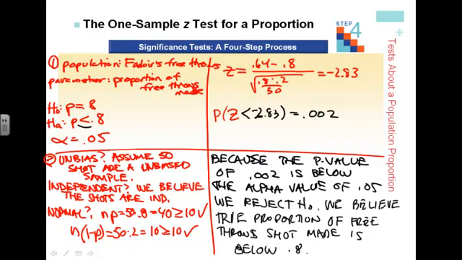He doesn't want to prove that I'm a better free throw shooter than 80%. I'm pretty sure worse free throw shooter than 80%. And I can tell you, you're absolutely right. And this proves it.